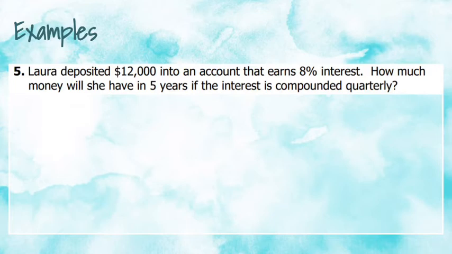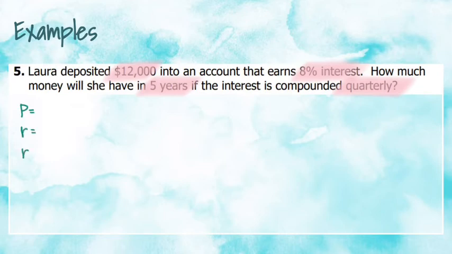So let's first choose the important things. Laura deposited $12,000. That seems important. In an account that earns 8% interest, that seems important. How much money will she have in 5 years? That's probably important. If the interest is compounded quarterly. All right, so we've got all of our important stuff here. So let's go ahead and try to find all the information we need to write an equation. So we need to know what P equals, what R equals, what N equals, and what T equals.